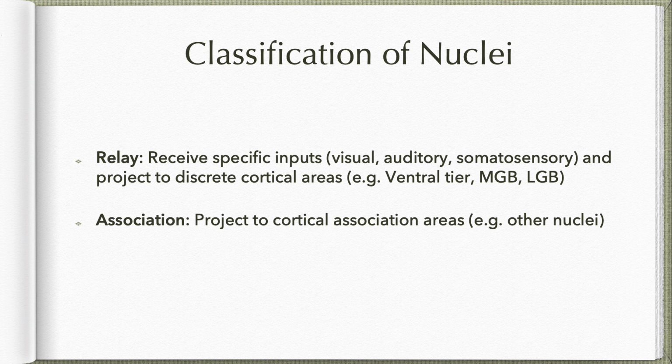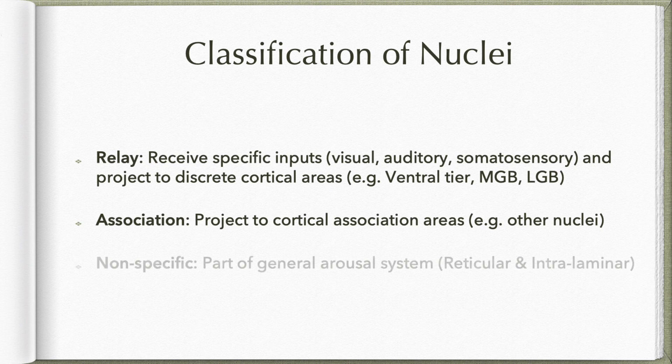The second group of nuclei include association nuclei. Now these are basically projecting to cortical association areas. So barring the nuclei in the ventral tier and the medial and lateral geniculate bodies, all other nuclei can be grouped under association nucleus. And then there is a third group known as non-specific nuclei.